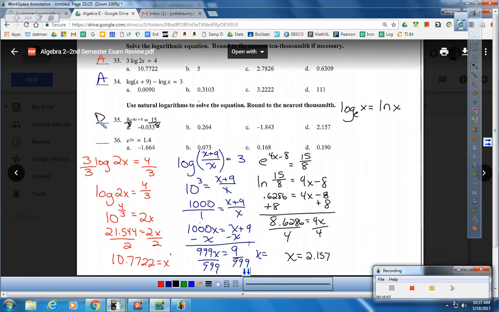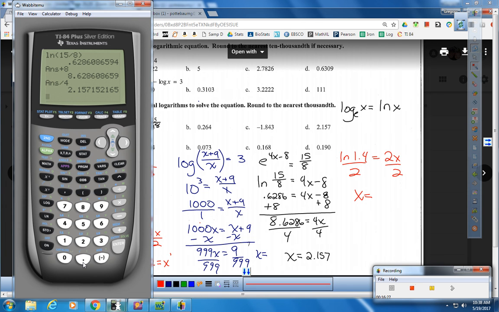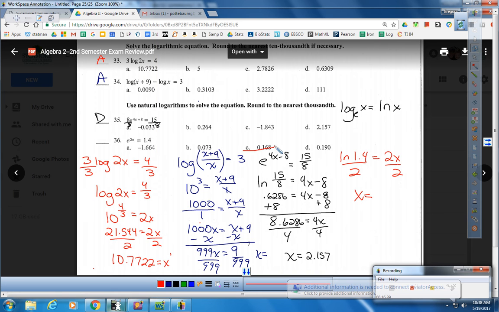All right, number 36 is actually a little bit easier because we just have to take the natural log. We just have to say ln of 1.4 equals 2x. So whatever that is, if I would divide it by 2, that'll give me what x is. So I'm going to do the natural log of 1.4, ln 1.4. I'm going to divide that by 2, and I get 0.1682. So 0.168, so that's C.